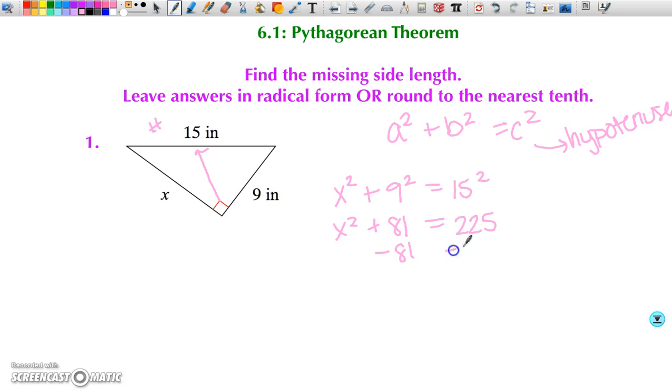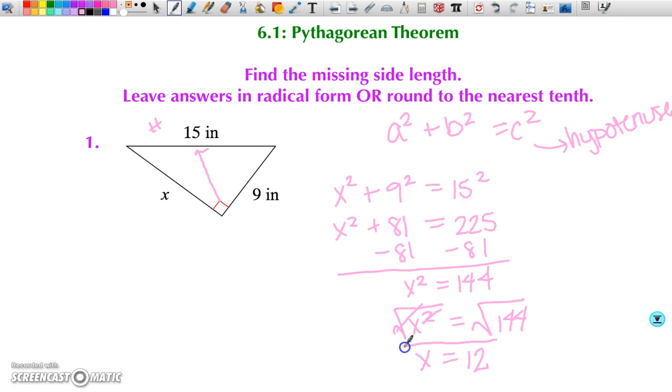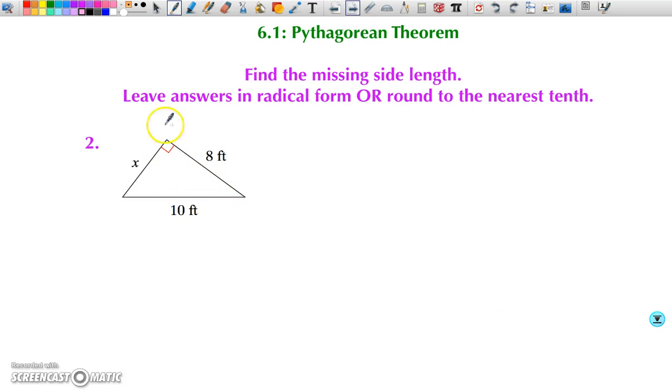Subtract 81 from both sides of your equation to get x squared equals 144. Take the square root of both sides of your equation because the square and square root cancel, leaving you with x equals the square root of 144, which is 12. And since it came out to a perfect whole number, we'll go ahead and write the answer as 12.